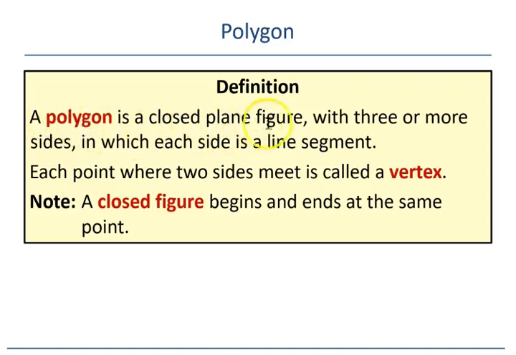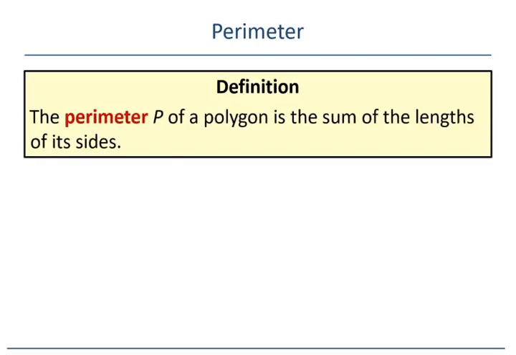A polygon is a closed plane figure, think back to the last lesson, just a shape, okay, with 3 or more sides in which each side is a line segment. Each point where the sides meet is called the vertex, think back to the last lesson. Note, a closed figure begins and ends at the same point. Okay, the perimeter, P, of a polygon is the sum of the lengths of its sides.